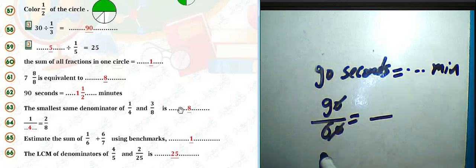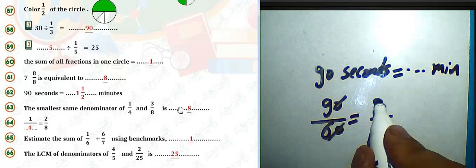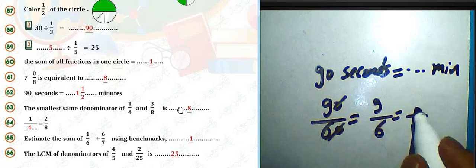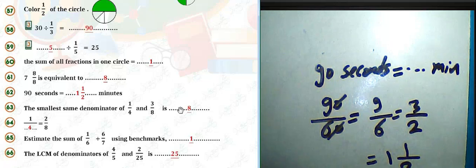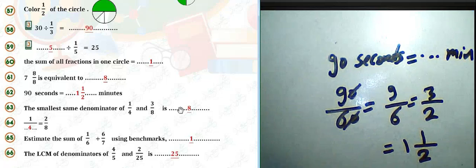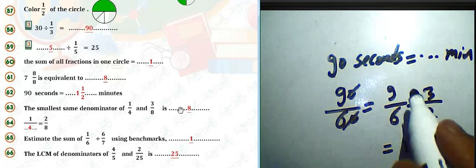We can cancel 0 by 0, dividing numerator and denominator by 10. It will be 9 over 6, divided by 3. 9 divided by 3 equals 3. 6 divided by 3 equals 2. 3 over 2, we can write it as a division. 3 divided by 2 equals 1 and remainder 1. The result will be 1.5. So 90 seconds equals 1.5 minutes.